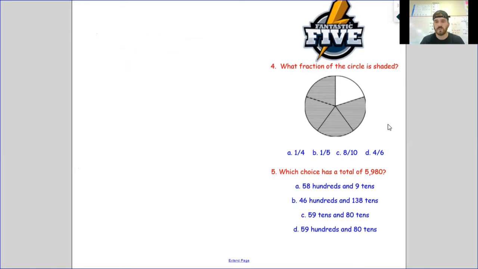It says, what fraction of the circle is shaded? Again, you're going to get your denominator from how many pieces you have. And if you're looking at that picture, there are 5 total sections. And if we're looking at what is shaded, 1, 2, 3, 4 of those sections are shaded, which gives us 4/5. Again, you don't see that as an answer choice.